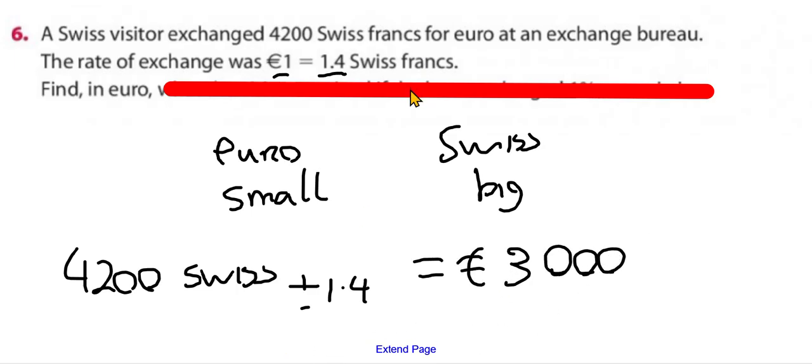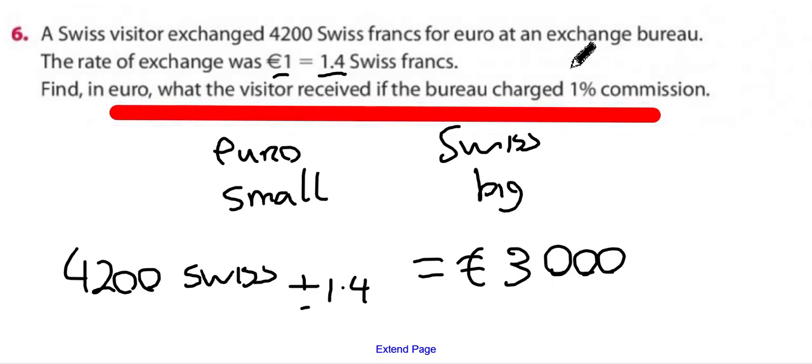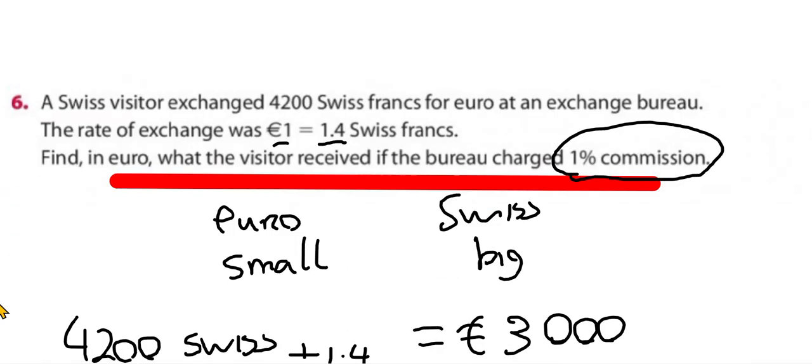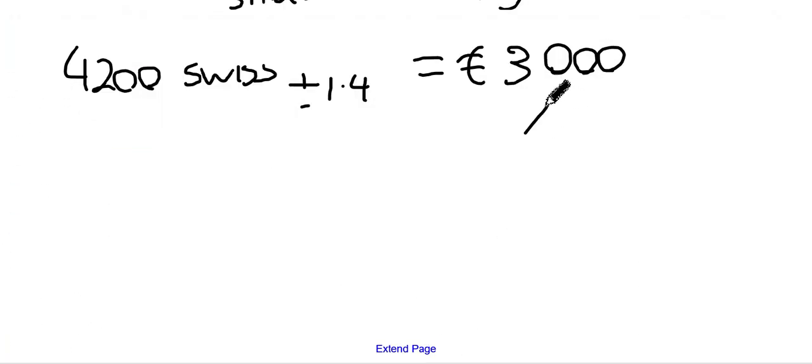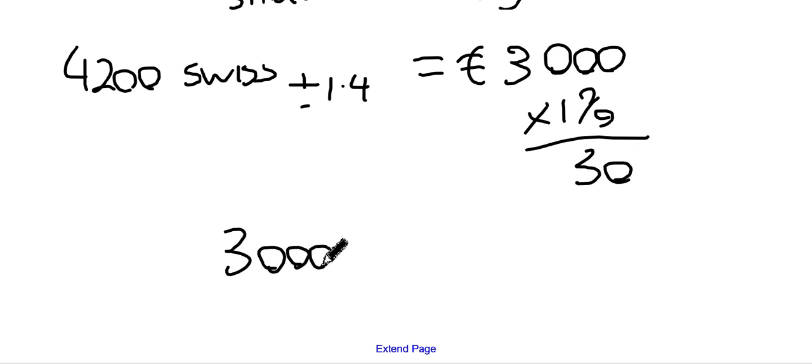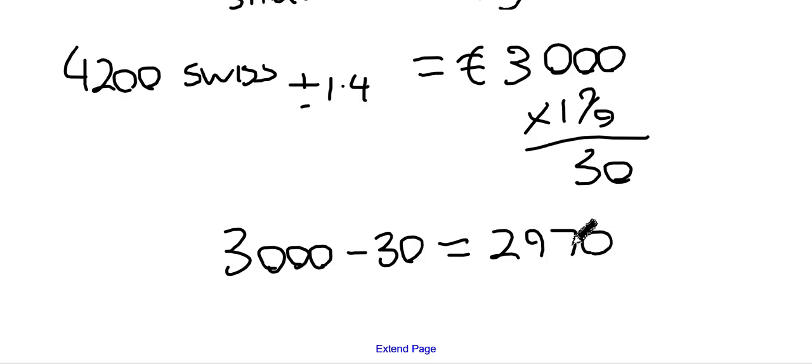One problem, however. The bank decides to charge us 1% commission. So we have to get 1% and take it away. The bank is going to charge us 1% for changing all our money. So multiply this by 1%. You get €30. 3,000 take away €30 is 2,970. You can also multiply it by 99%, taking away 1% if you want.